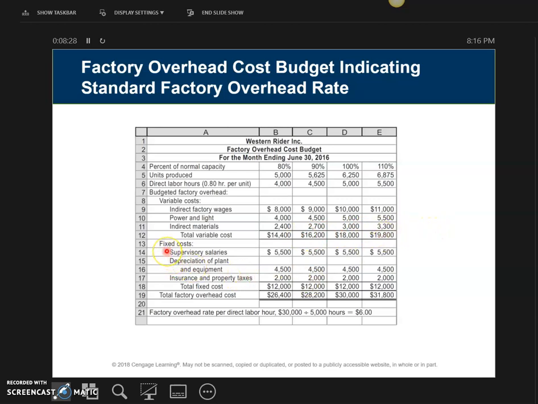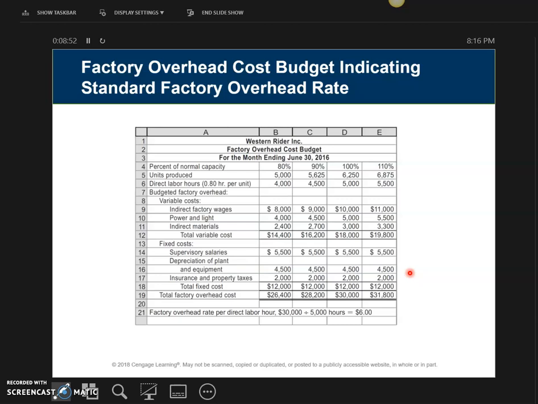Here are my fixed costs. So no matter what happens, no matter what quantity, my fixed cost will be the same. Look, supervisor's salary, it's the same every month regardless of the quantity or the capacity I'm running at. Depreciation, insurance, these are all fixed costs that remain the same regardless of the percent or the units I'm producing.